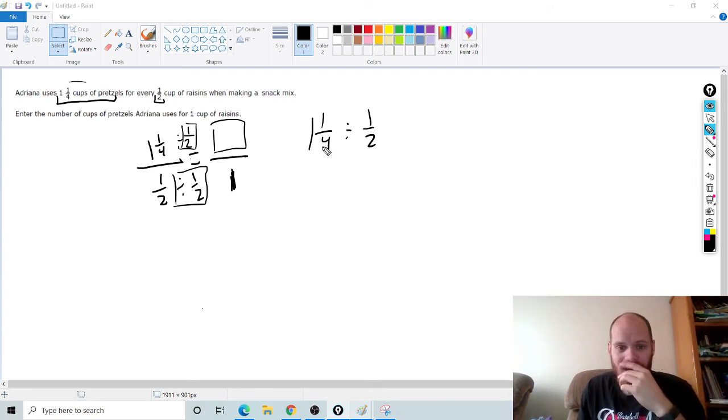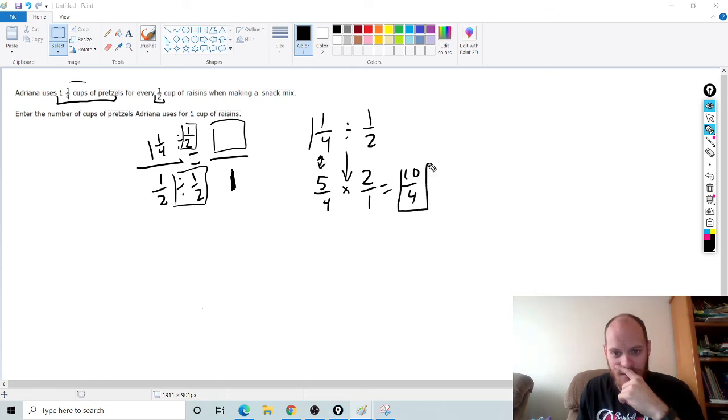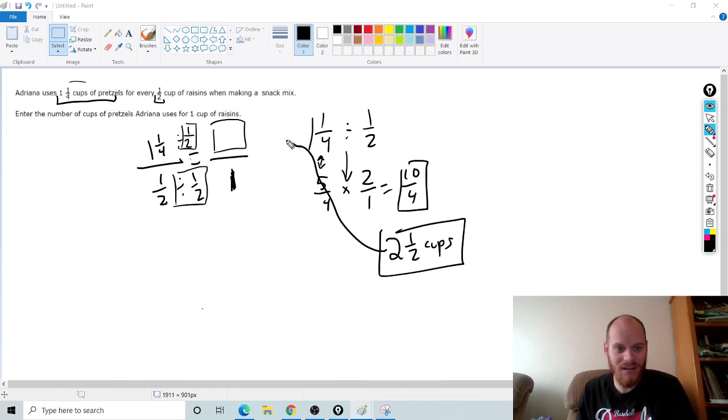I'm going to do it quick by turning this into 5/4. I just turned this into an improper fraction. I'm going to change this to a multiplication sign and then do the reciprocal of that guy, and I'm going to end up getting 10/4, which is also, if you divide that out, 2.5 cups. That right there is the process.